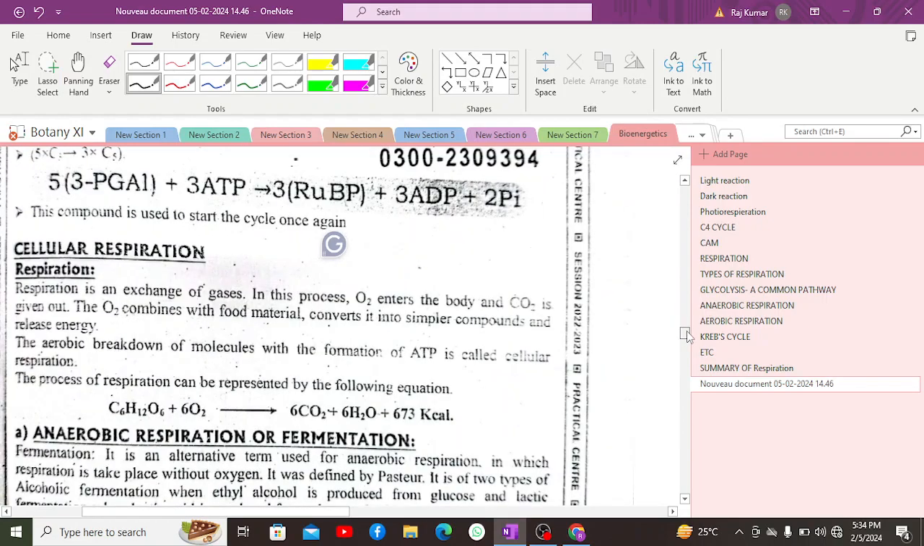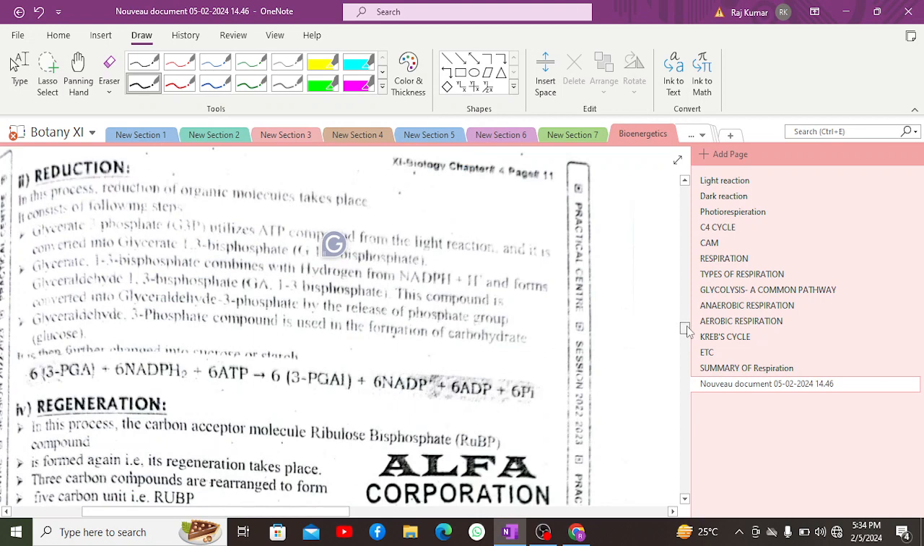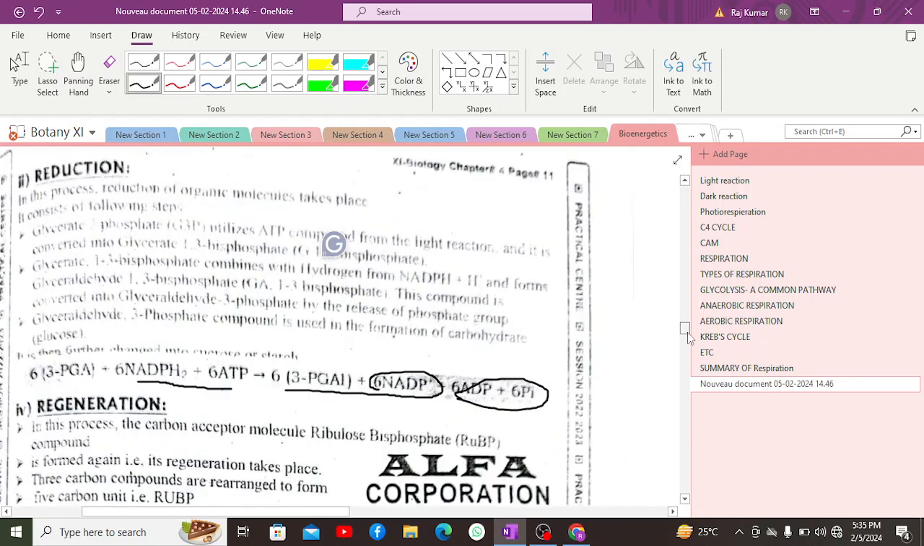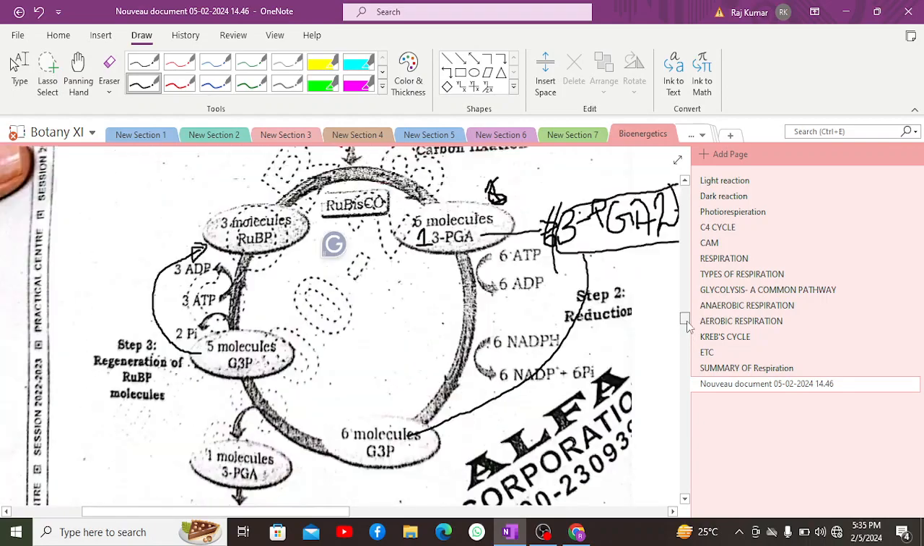Apart from that, the theory is also written over here, such that in the reduction process, the following reaction occurs: 6 3-phosphoglycerate plus 6 NADPH plus 6 ATP forms 6 molecules of 3-phosphoglyceraldehyde plus 6 NADP and 6 ADP and 6 inorganic phosphate. This means 6 NADPH are consumed in this process, and 6 ATP are also consumed in this process.